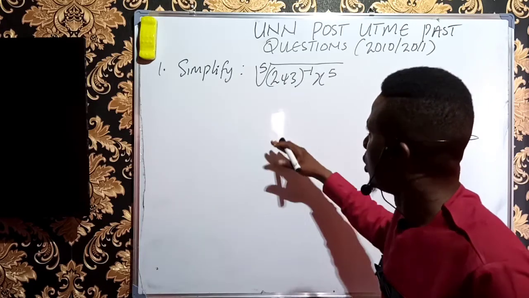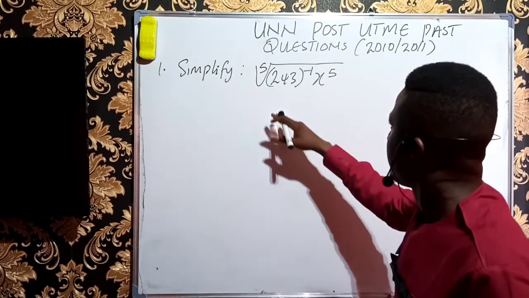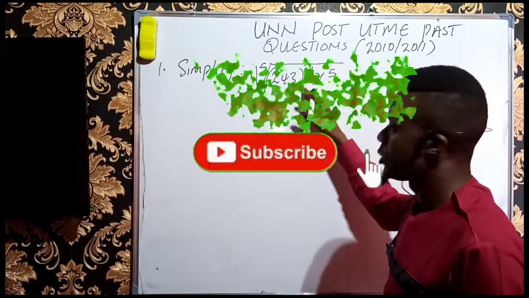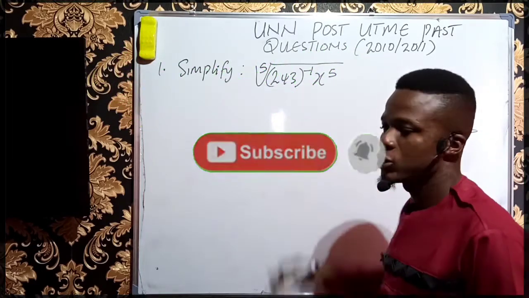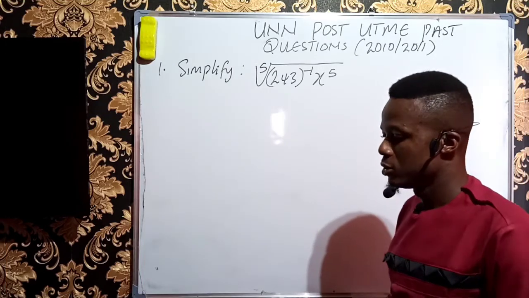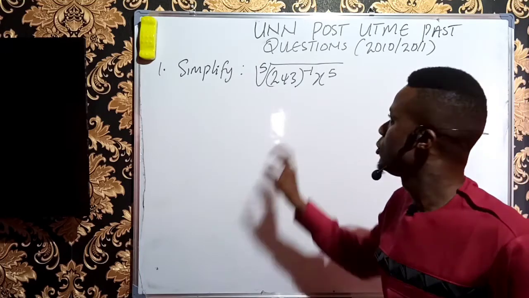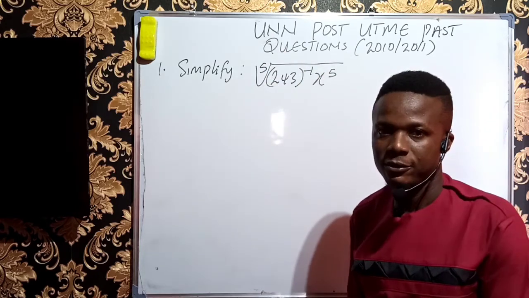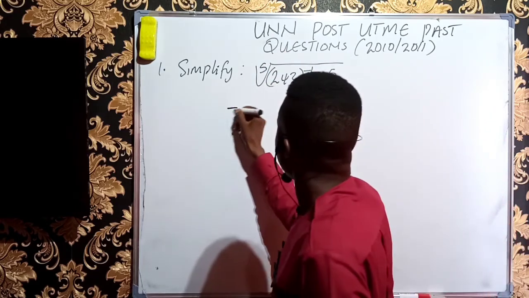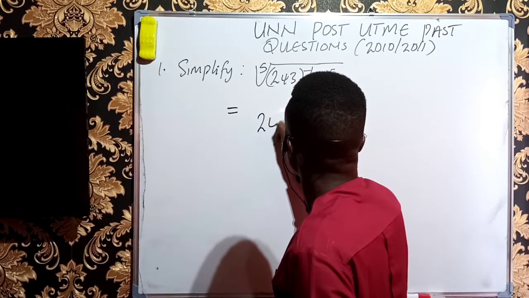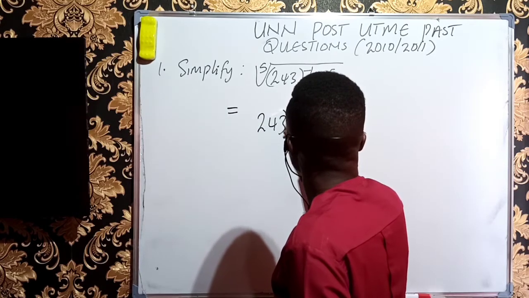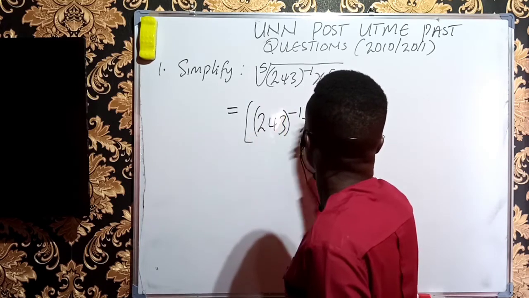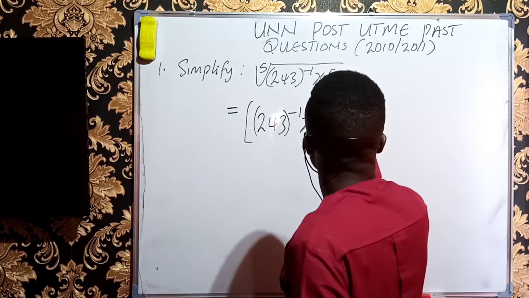So the number one question says we should find the fifth root of 243 raised to the power of minus 1, then multiplying x to the power of 5. To simplify this, you should know that fifth root of this number means the whole number raised to the power of 1 over 5. So I can write that this is equivalent to 243 power of minus 1, then multiplying 5, all to the power of 1 over 5.